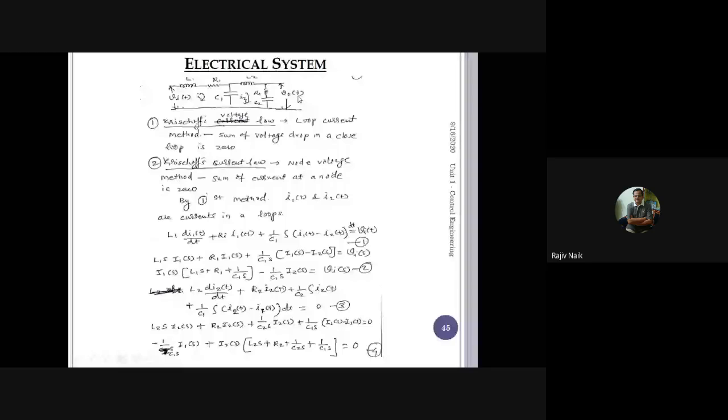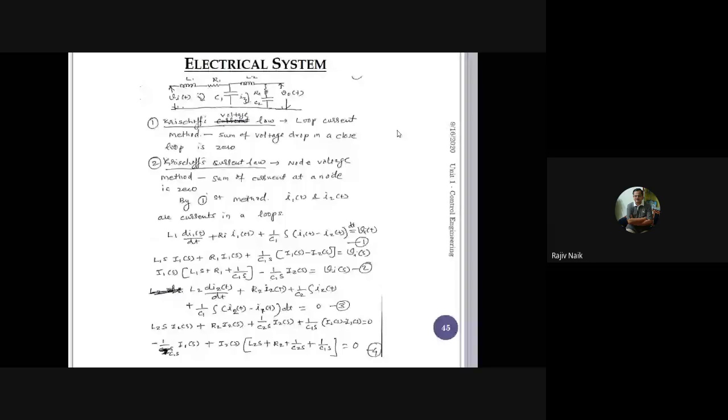Now we have to find the transfer function, that is output divided by input, after taking the Laplace transform. Here there are two methods for this, out of which I am going to use one to avoid confusion. I can do both the methods together, but it will unnecessarily lead to confusion.